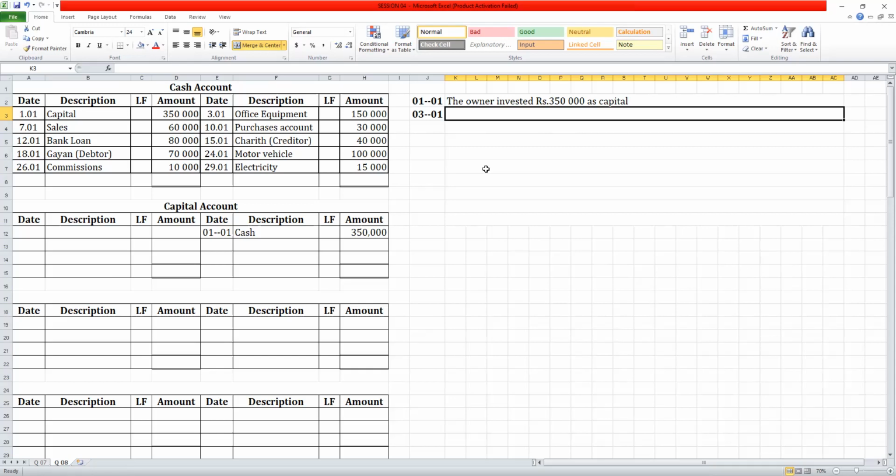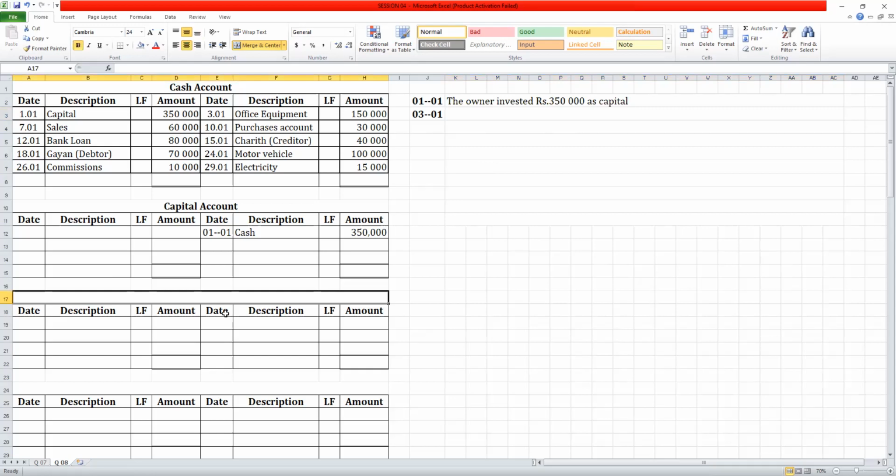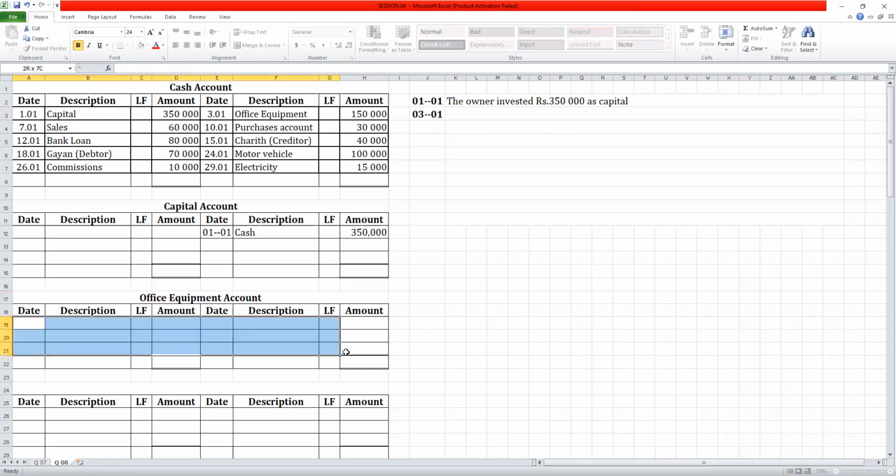Now the other entry is this. You have to do this. Office equipment account, right? It is debited. It has to be debited. The date is 3rd of January. Description cash 150,000.